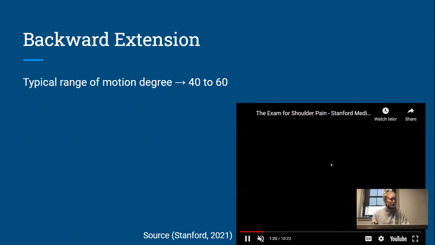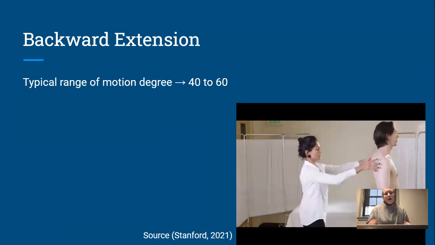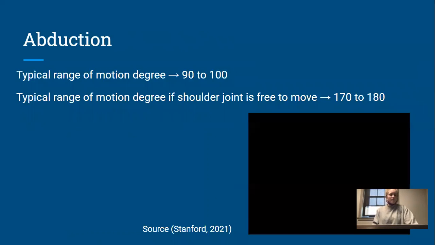Here's backward extension. You'll have the patient start with their arms by their side with the palm of their hands facing forward and the arms fully extended, pushing them backwards. You'll be moving the humerus straight posteriorly during this test. The typical degrees for backward extension would be around 40 to 60 degrees. Next would be abduction.